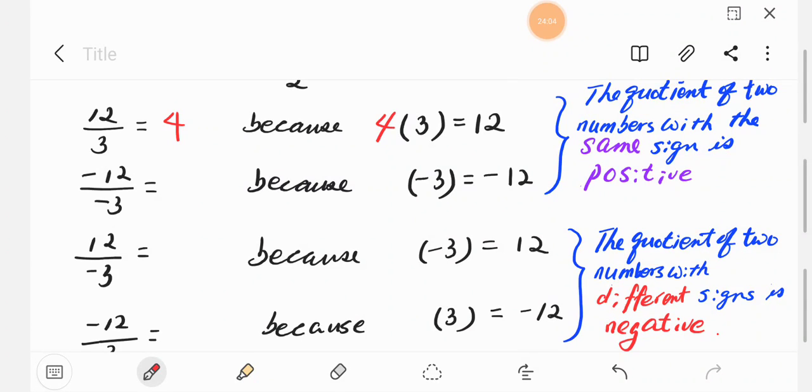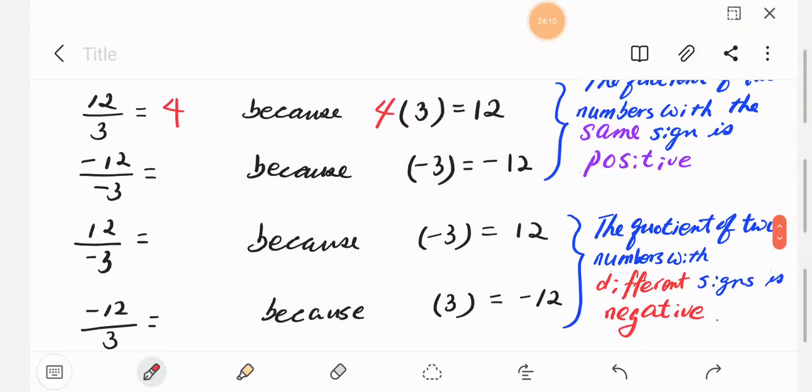Can you see it? The product of these two should be 12. Okay, now negative 3 times what should be negative 12? Negative 12 divided by 3 is 4, because 4 times negative 3 is what? 4 times negative 3 is negative 12.